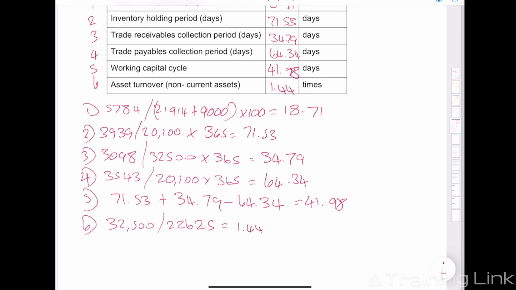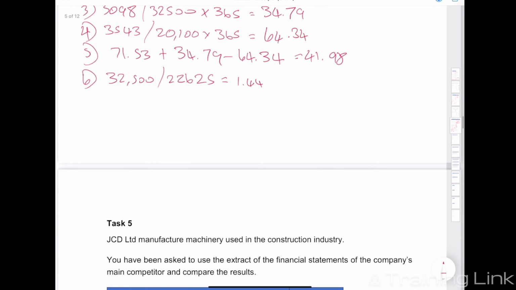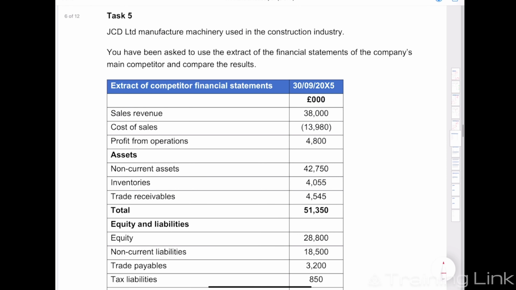So that covers task 4. We can now move on to task 5. So it states that JCD Limited manufacture machinery used in the construction industry. You have been asked to use the extract of the financial statements of the company's main competitor and compare the results.